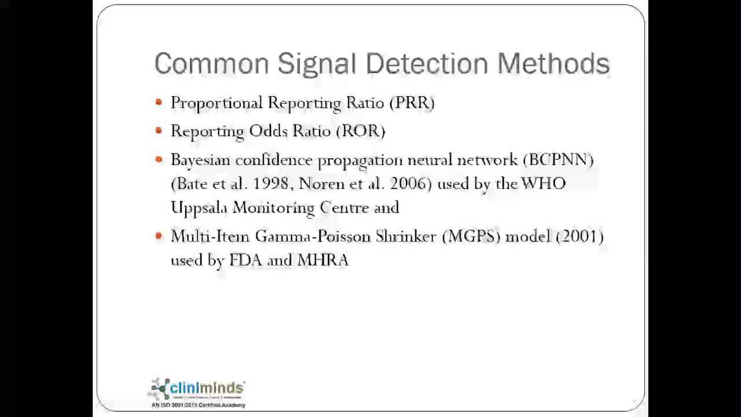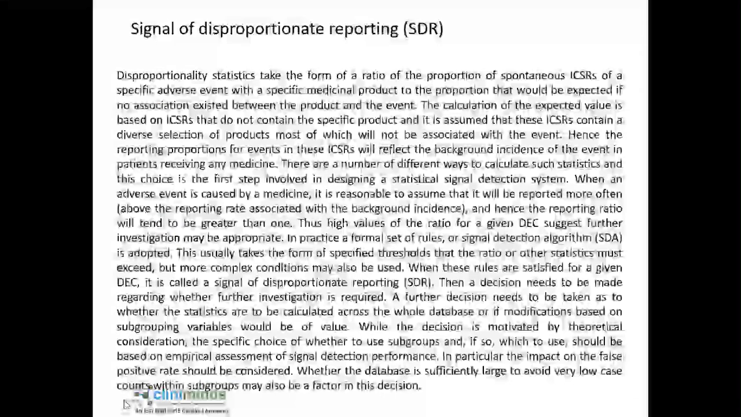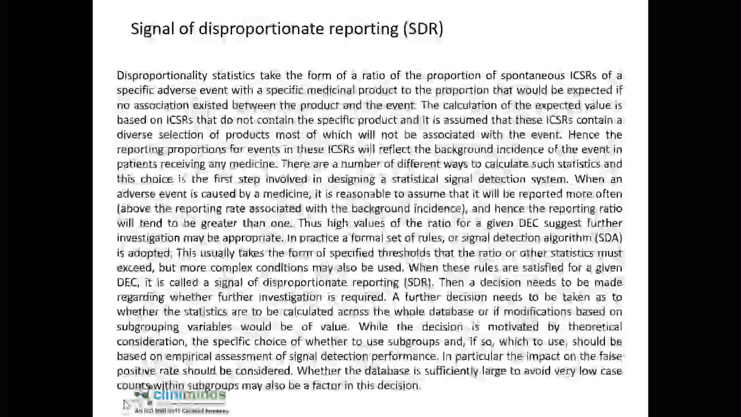These are the common signal detection methods, which are the statistical methods like proportional reporting ratio, the reporting odds ratio, then the Bayesian confidence propagation neural network, which is used by the WHO, and the multi-item gamma Poisson shrinker model, which is used by the FDA and MHRA. Then there is signal of disproportionate reporting, which is also called SDR. SDR is a complex mathematical tool which finally gives you data based on calculation.